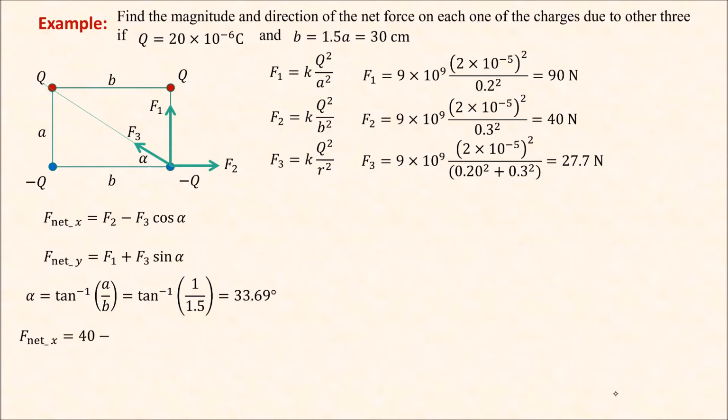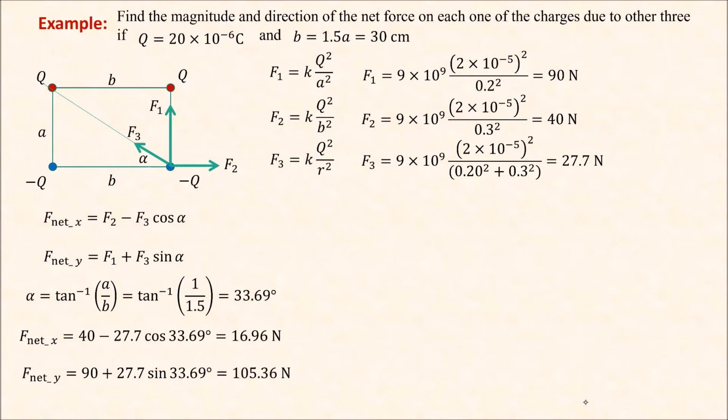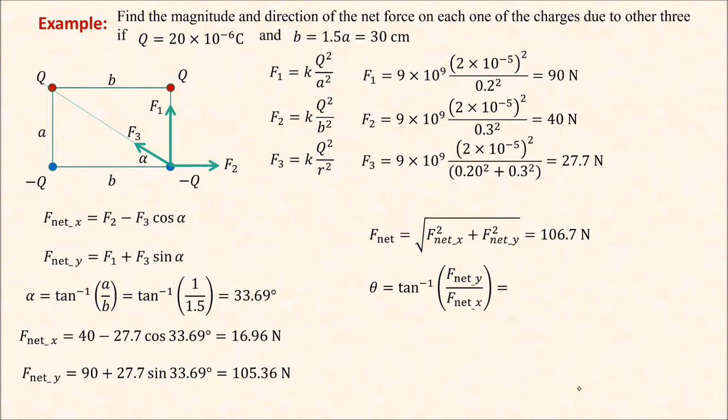F net x is 40 minus 27.7 cosine, becomes 16.96. F net y is 90 plus 27.7 sine 33.69, 105.36. And then F net becomes the square root of the sum of the squares of the components, turns out to be 106.7. Theta is tan inverse of F net y over F net x, but F net x is positive, so we don't need to add 180.